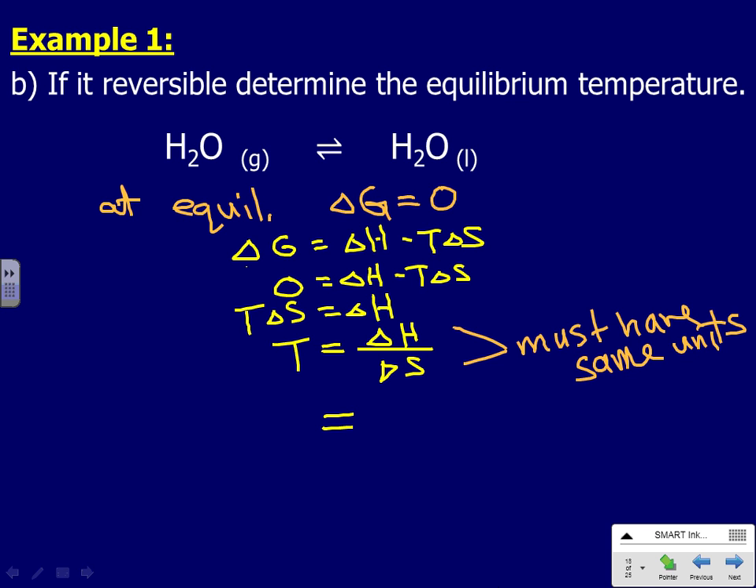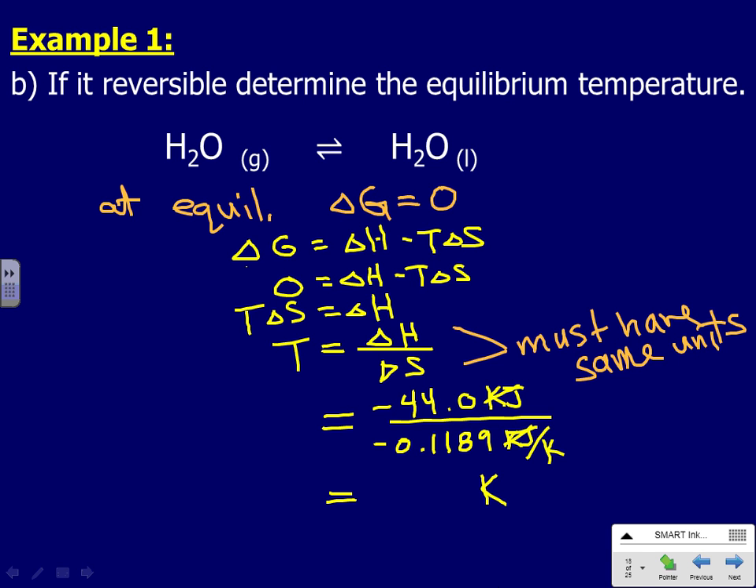What was the delta H? It was 44, wasn't it? 44.0? Negative 44.0, and that was kilojoules. Now, I need the delta S, but it also must be converted to kilojoules. What was it, 118.9? So I've got to move that over 3, and therefore it's got to be negative 0.1189 kilojoules per Kelvin. Must be converted. The kilojoules cancel out, and I have Kelvin on the bottom of a fraction in the bottom. What that does is it brings it to the top. That means my answer is in Kelvin.